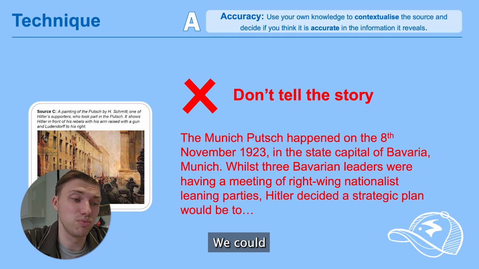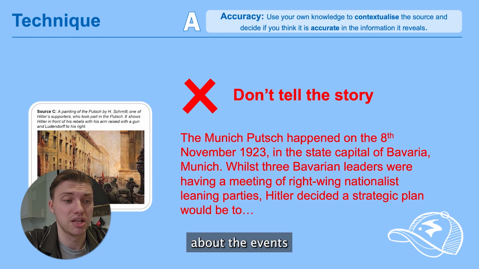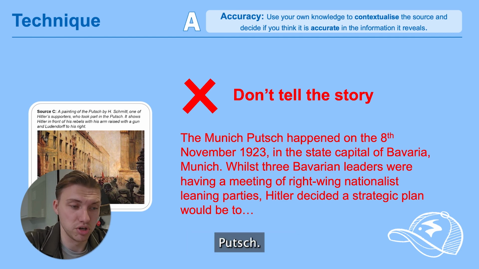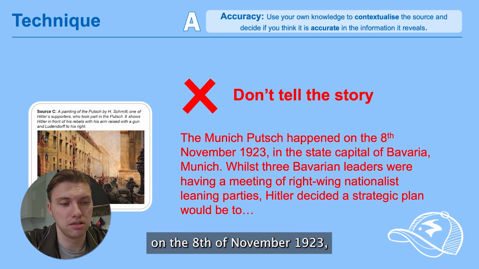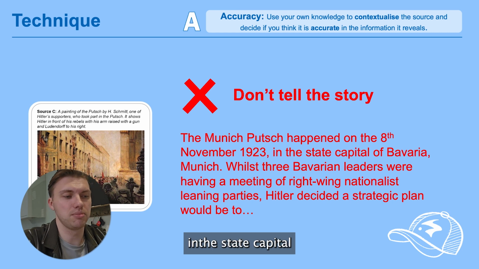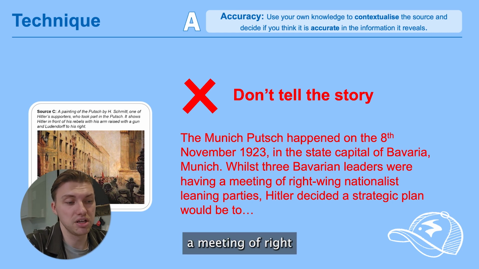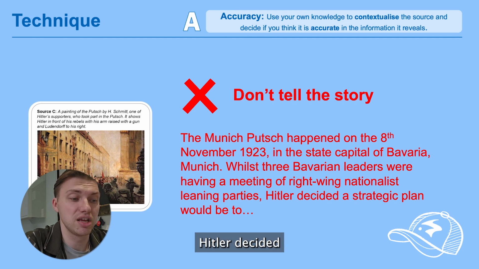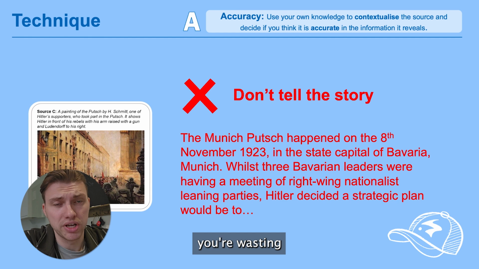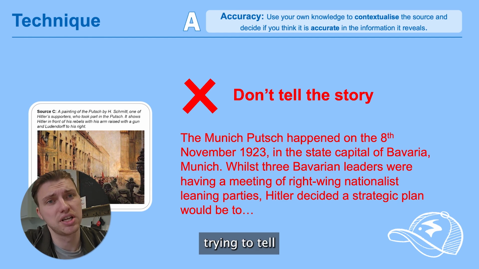And telling a story, we could start to go on about the events that unfolded during the Munich Putsch. It happened on the 8th of November 1923 in the state capital of Bavaria, Munich. And whilst 3 Bavarian leaders were having a meeting of right-wing nationalist-leaning parties, Hitler decided a strategic plan would be to... What you're doing is you're wasting part of your 15 minutes trying to tell a historical story.